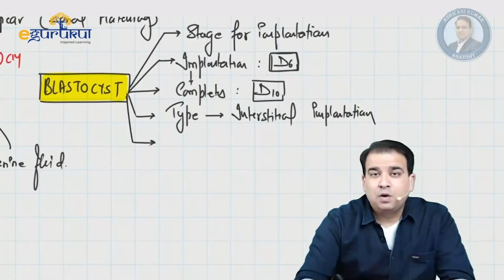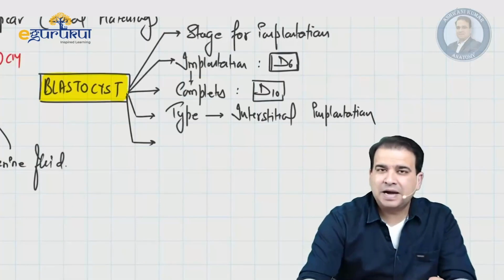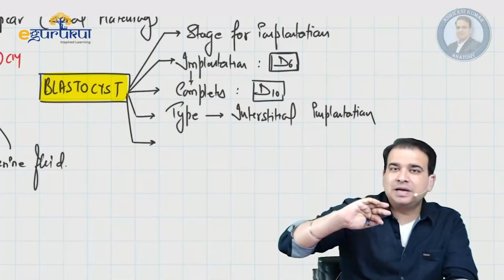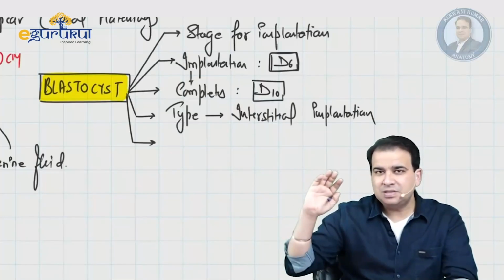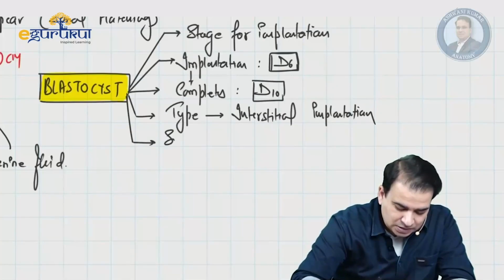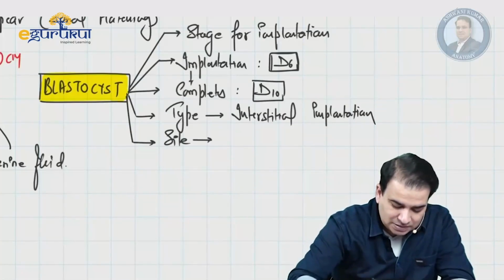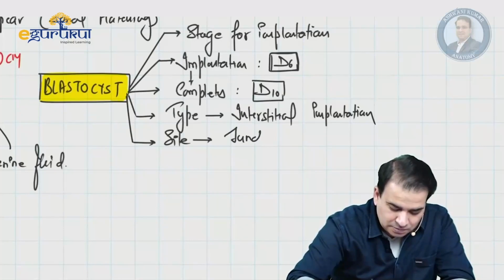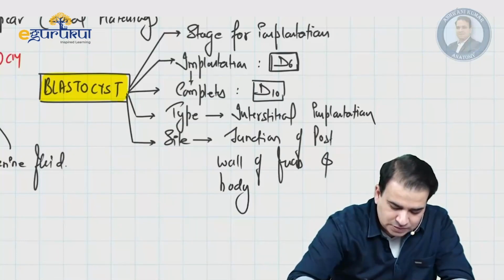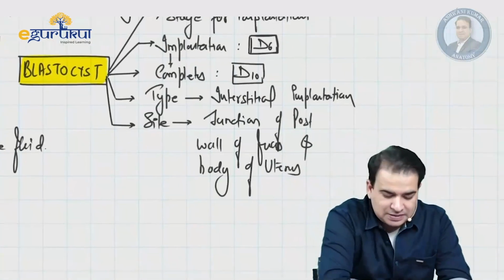Another question, what is the site for the implantation? The most common site for the implantation is the junction of the posterior wall of the fundus and body of the uterus. It's not the posterior wall of the fundus alone, it is a junction of the posterior wall of the fundus and body of the uterus. Site for the implantation, the best answer is the junction of the posterior wall of the fundus and body of the uterus.